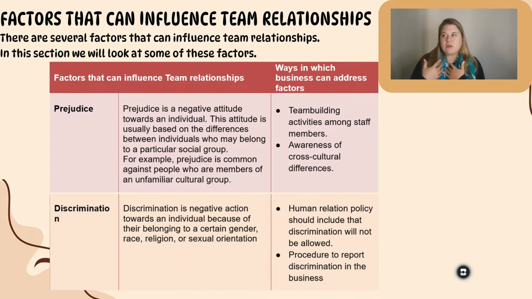But now we're going to look at how we address this. How does our business address these types of factors? So team building among staff members is very important, and it can be something as simple as going painting, or I know there's a really nice place where you can do obstacle courses. It's called Acro Branch. That's really cool. You can go do that.